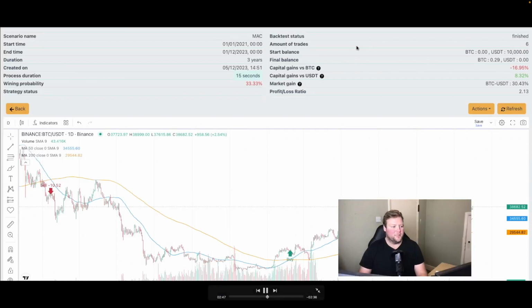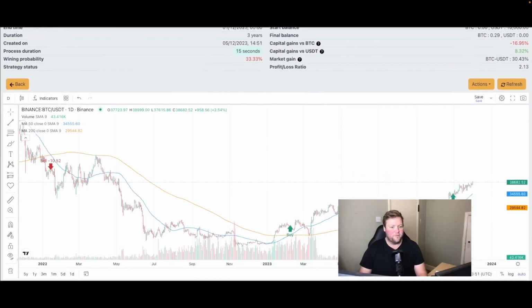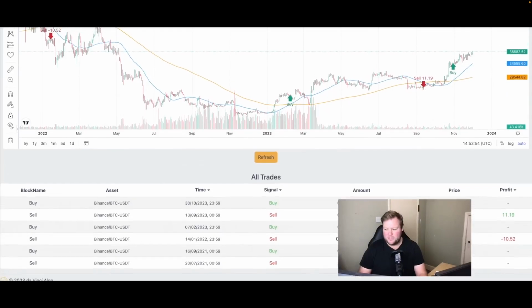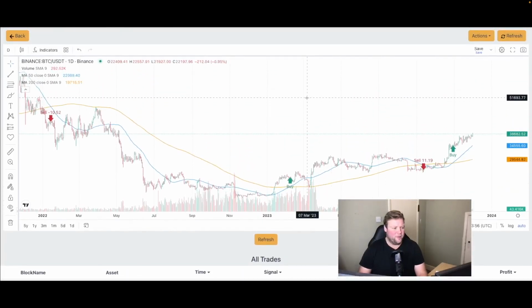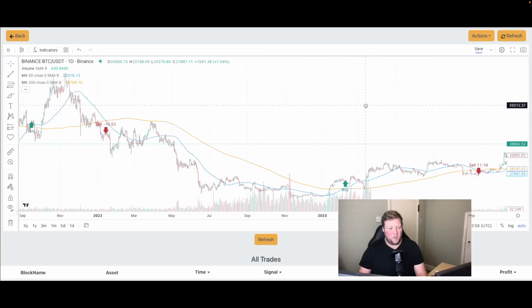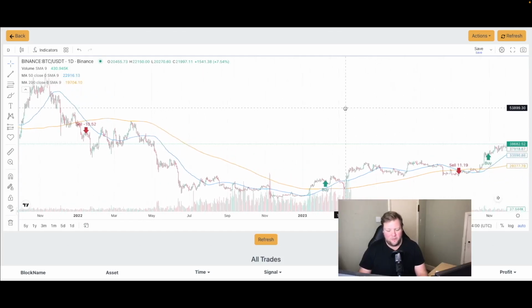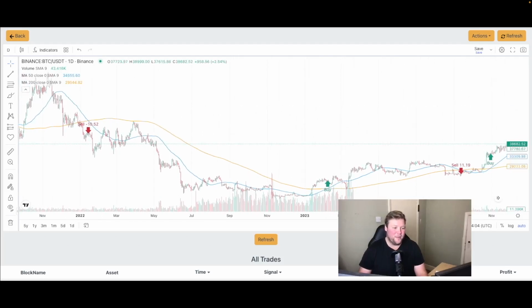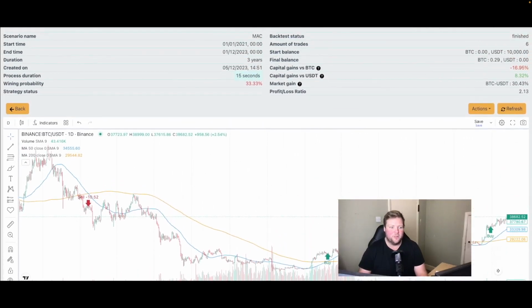So let's look at the results of this test. After 3 years, we generated 6 trades, not fantastic, 33% win probability. Net profit 9.27%. Well, I mean, it's in profit, but against Bitcoin, it was down 17%. So you actually would have made more money if you just bought Bitcoin and held on to it for 3 years. So not entirely successful. Let's move on to the other time frames and see if that works any better. Let's have a time lapse.